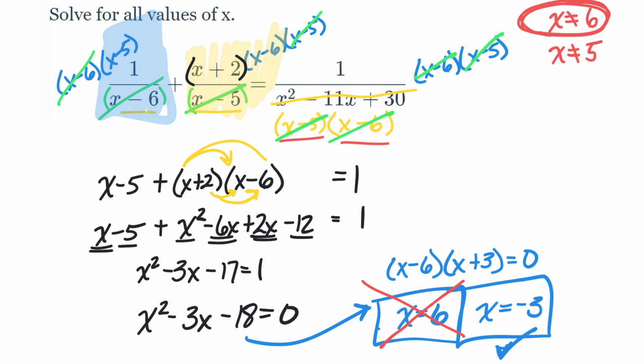Now, in case you're wondering, you can have both solutions get rejected. You can have neither solution be rejected. So just be prepared for any of those to happen.